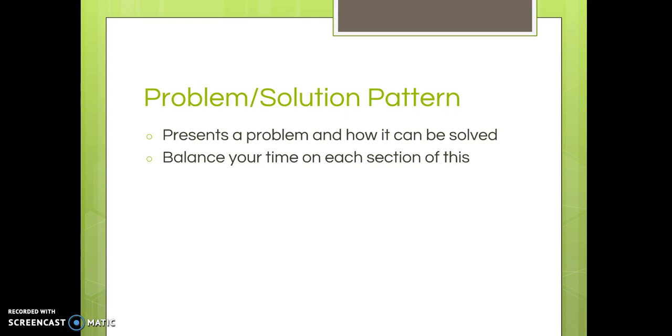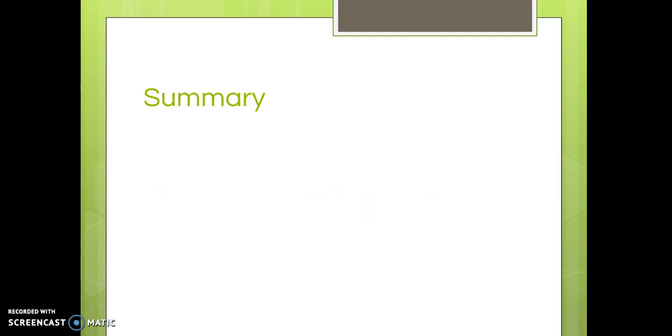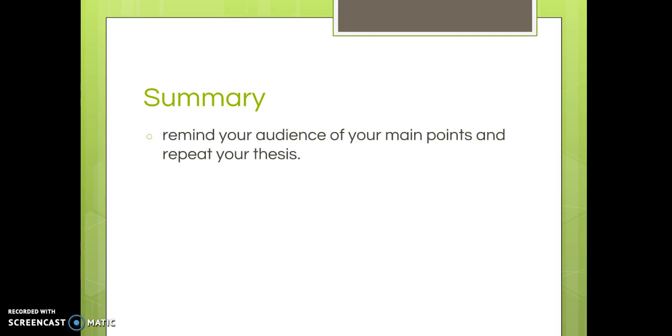When you're done with your speech, you need to have a conclusion. Again, just like a paper. The first part of the conclusion is the summary. You can remind your audience of your main points and repeat your thesis statement. It will help your audience remember the points you were trying to make.